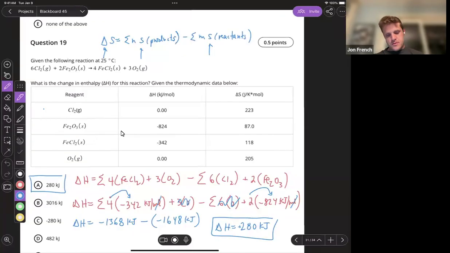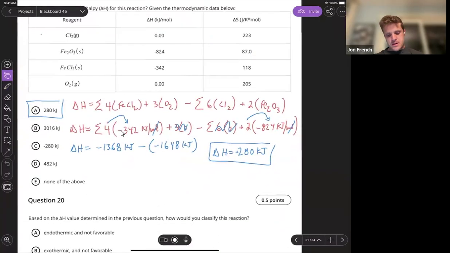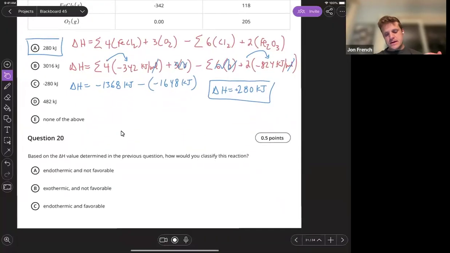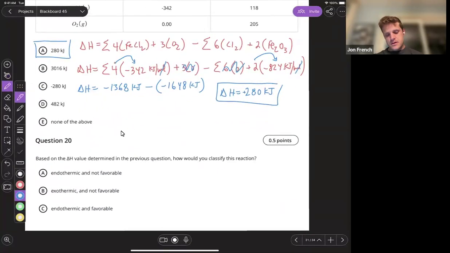All right, oops, there was one more question below it. Question 20, based on the delta H value determined in the previous question, how would you classify this reaction? So positive delta H is endothermic, right? And we know in general, endothermic is not favorable because it's absorbing energy from the universe. It's cooling the universe down. That decreases the entropy of the universe.